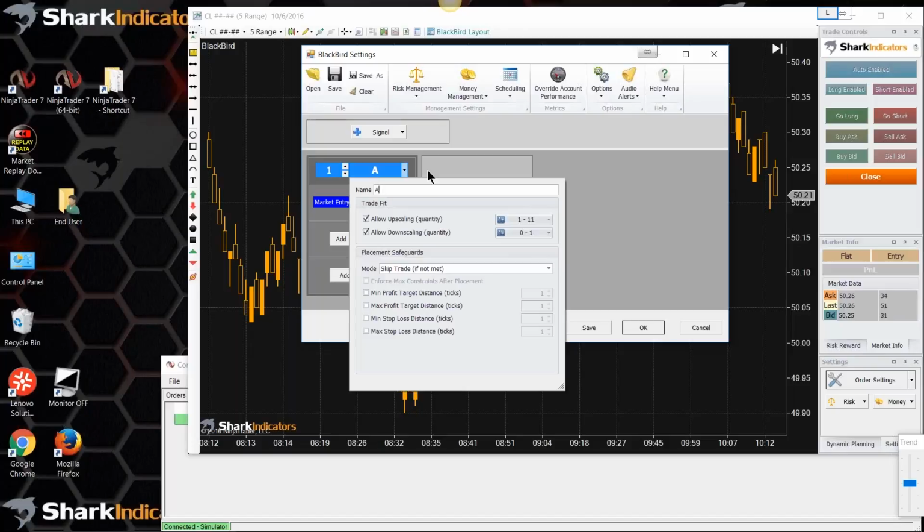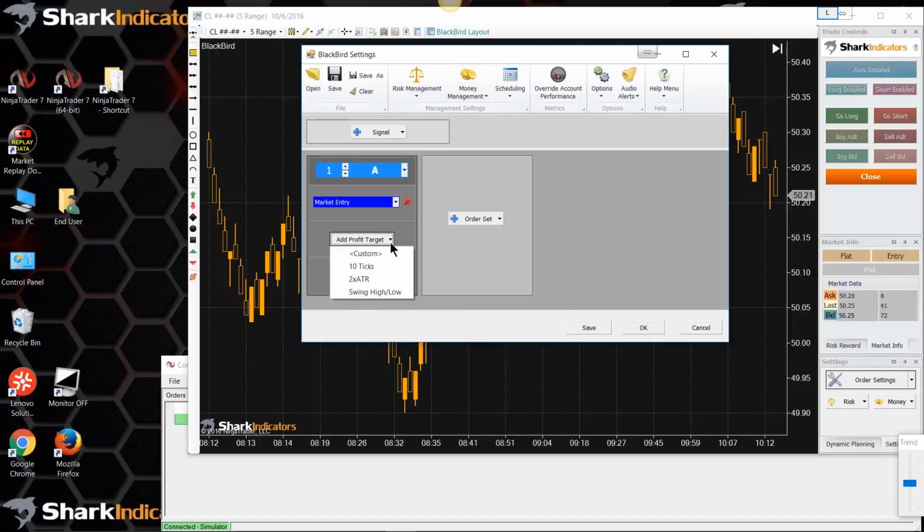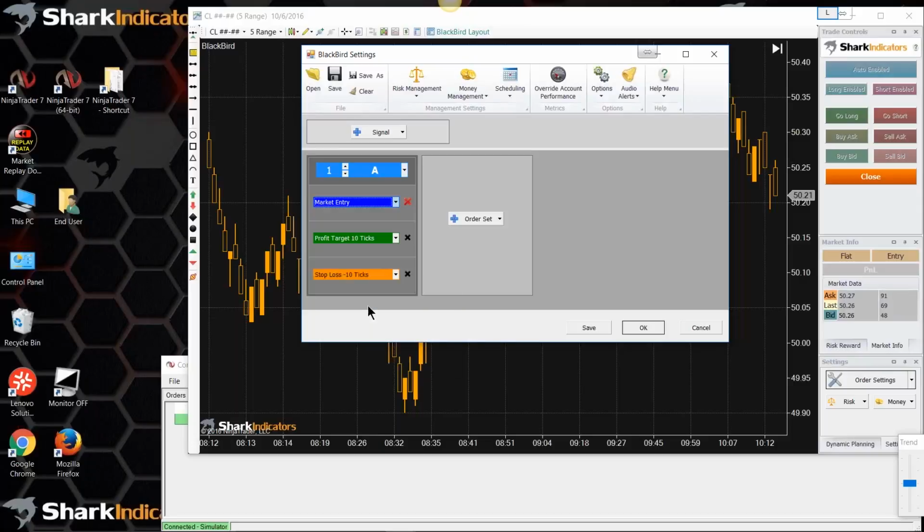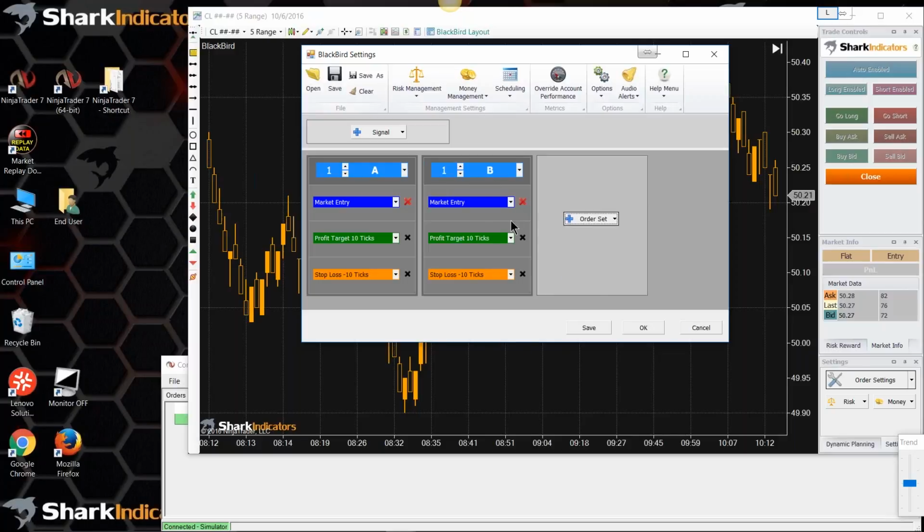I can put in here a custom name. So let's say, for example, let's say I'm trading 2 lots here. All right, so all I'm going to do is do a copy from A. And right, so I have set A and set B.